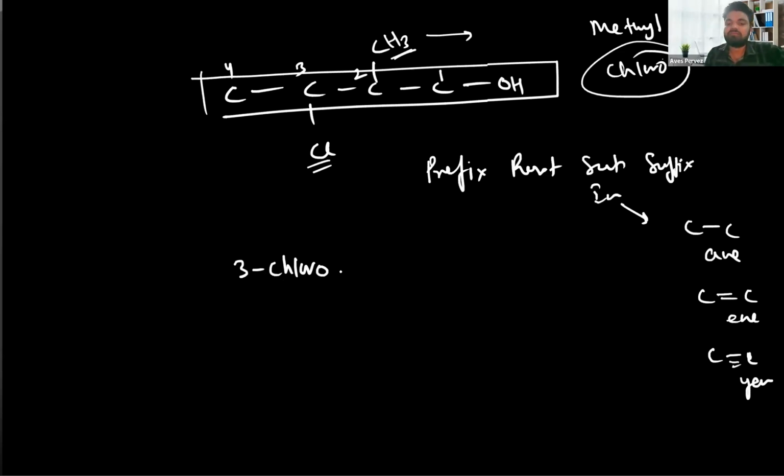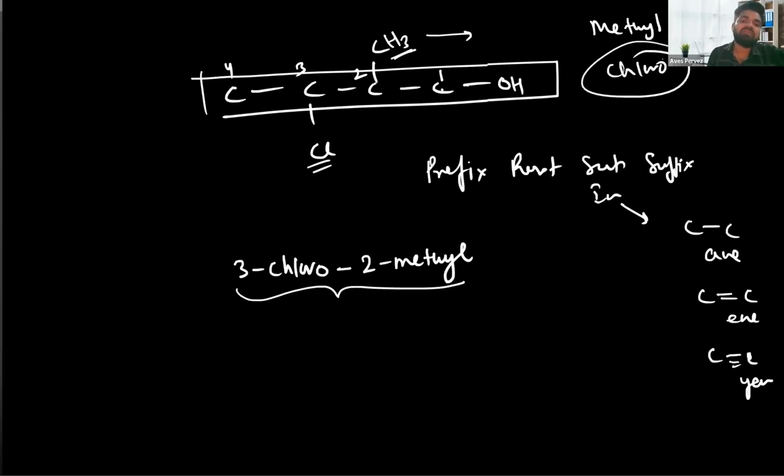Then we will have the next number. On the 2 position, we have methyl. Then 2-methyl. Number, English alphabet, dash; number, English alphabet. So 3-chloro-2-methyl. The prefix is over. There is no other functional group whose name is written as prefix. So now we'll come to the root.